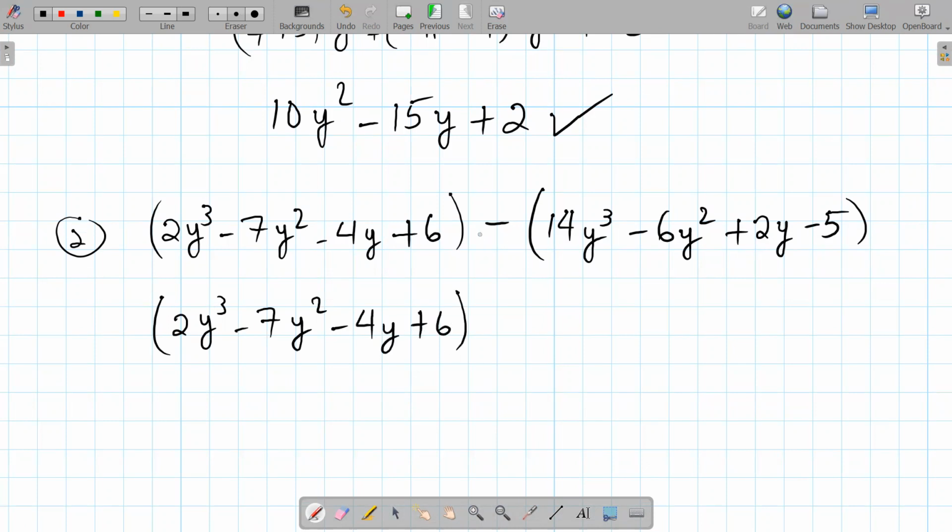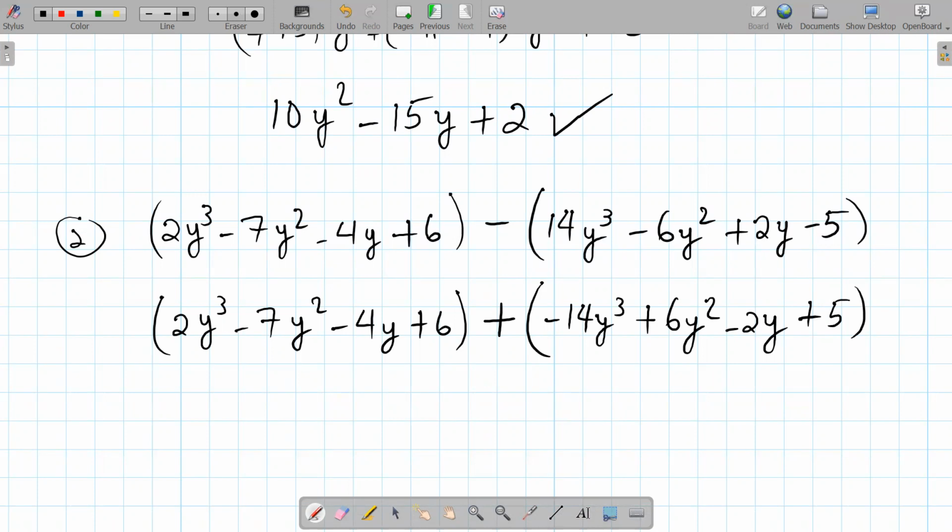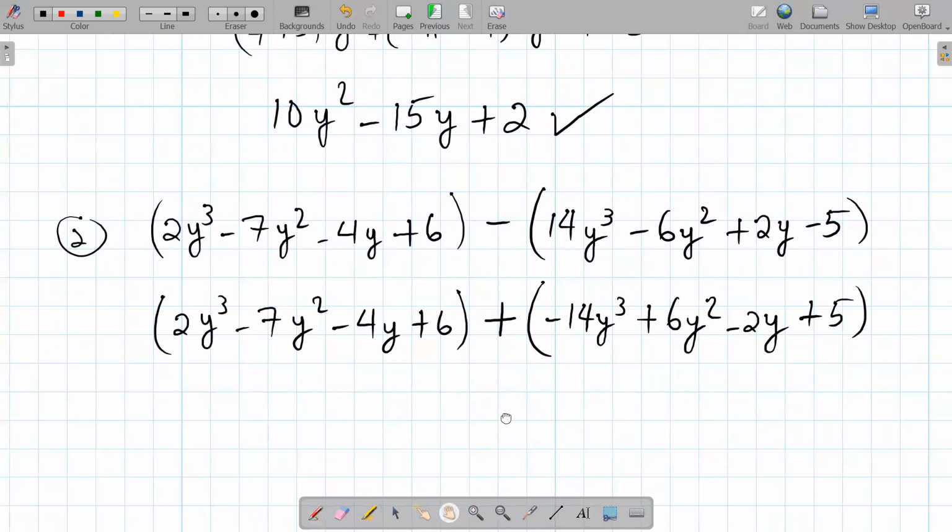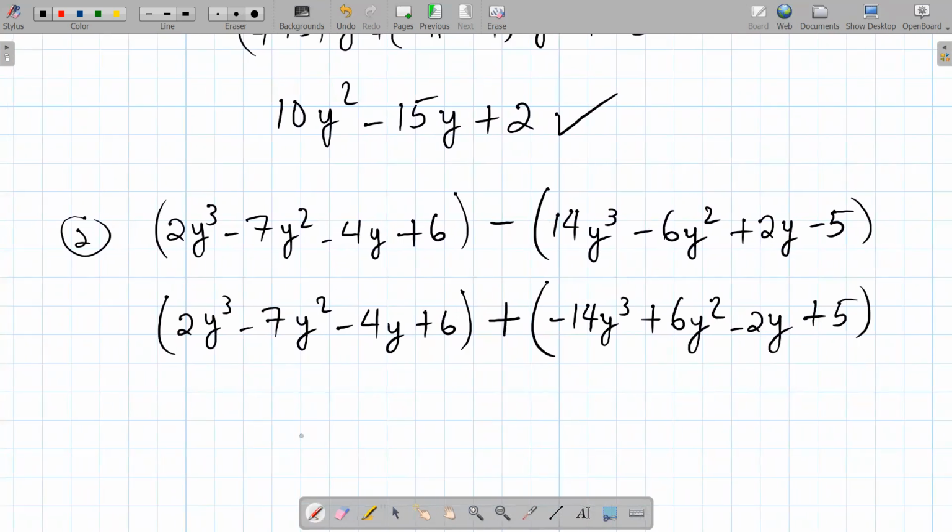I change the subtraction to addition. And I'm going to change every sign here. If it is plus, it becomes minus. If it is minus, it becomes plus. Plus becomes minus. Minus becomes plus. And now I have an addition problem where I can now collect terms.